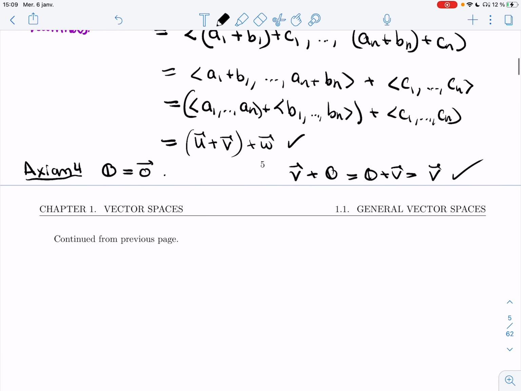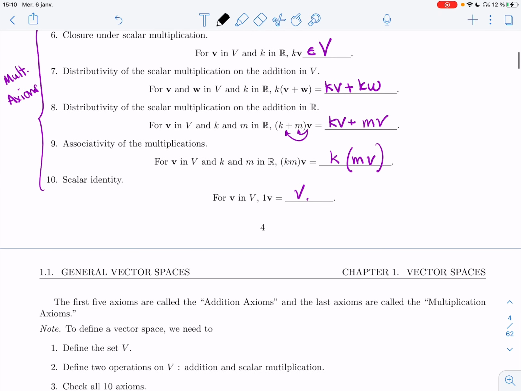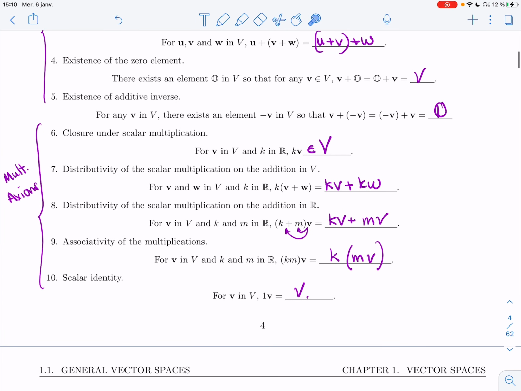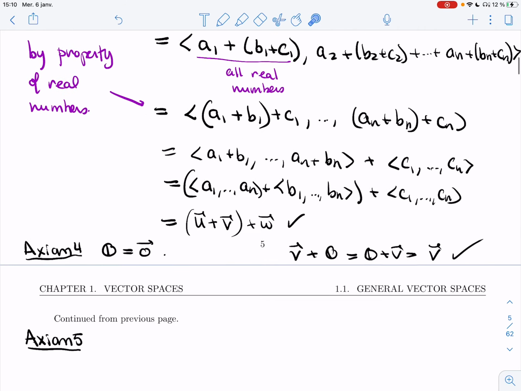All right, axiom 5. I need to find an inverse for every element. So for any V, I need to find minus V. Of course, we already have it in linear algebra, and I need to make sure that if I add it to V, I get the zero vector.